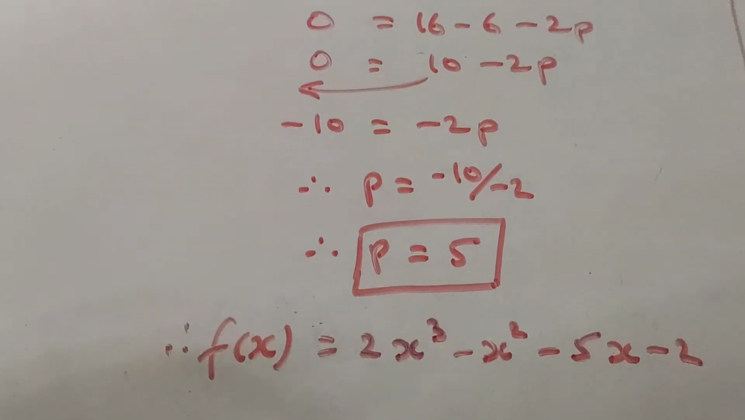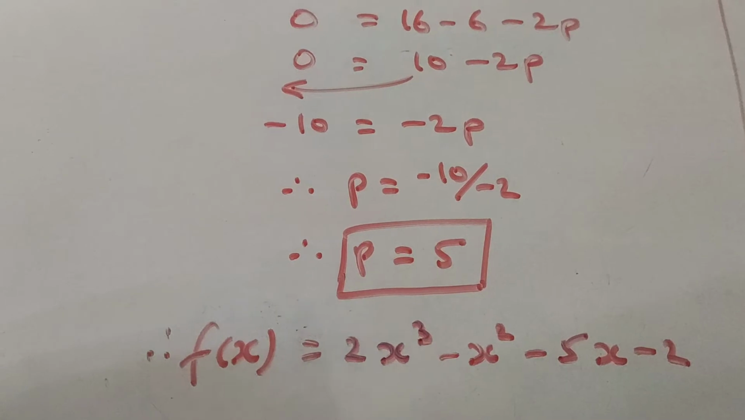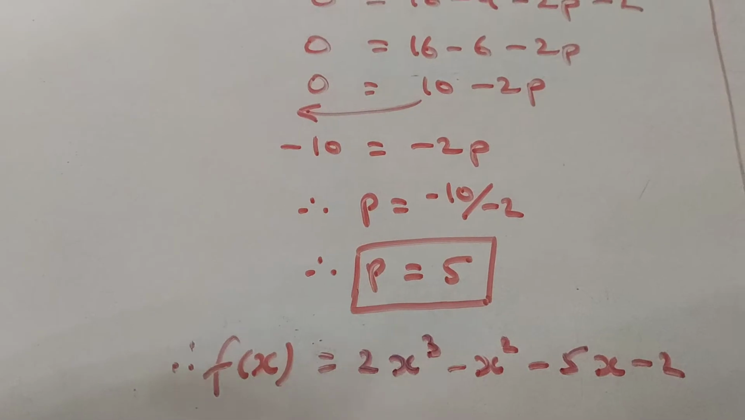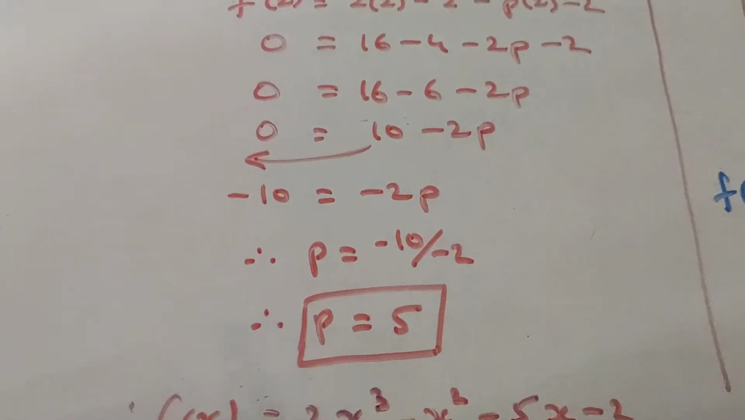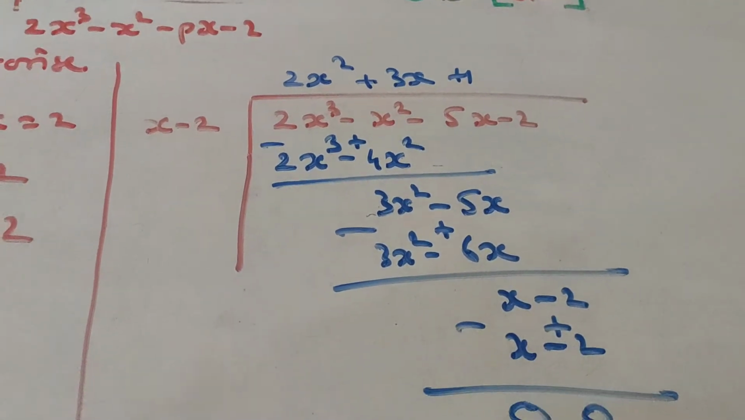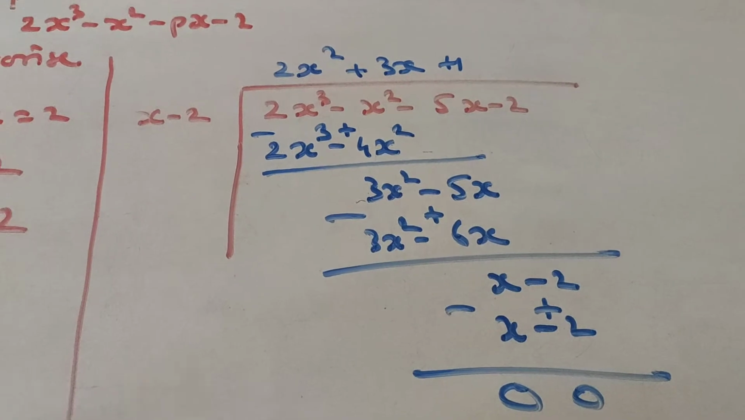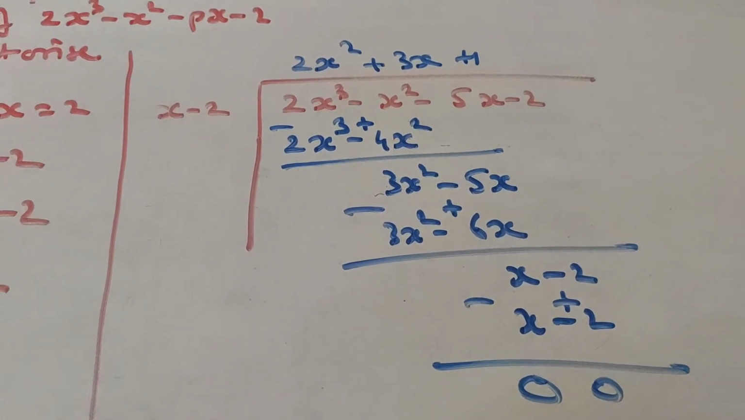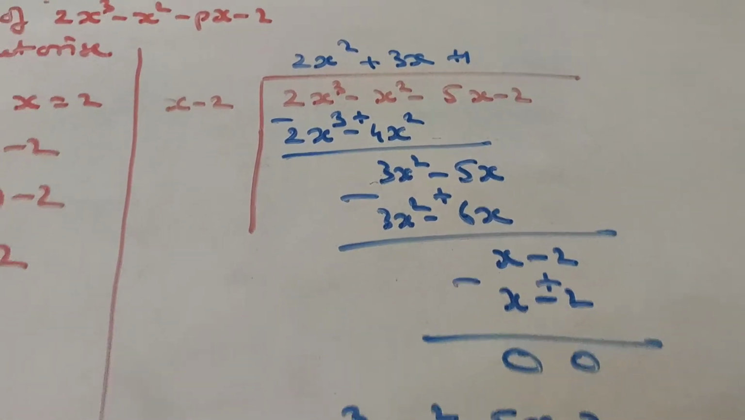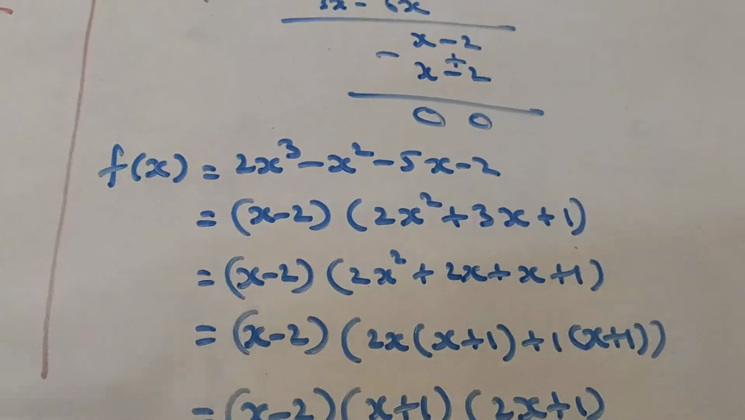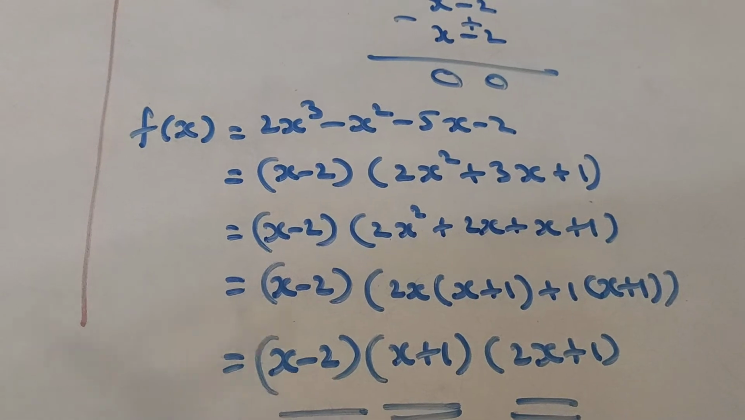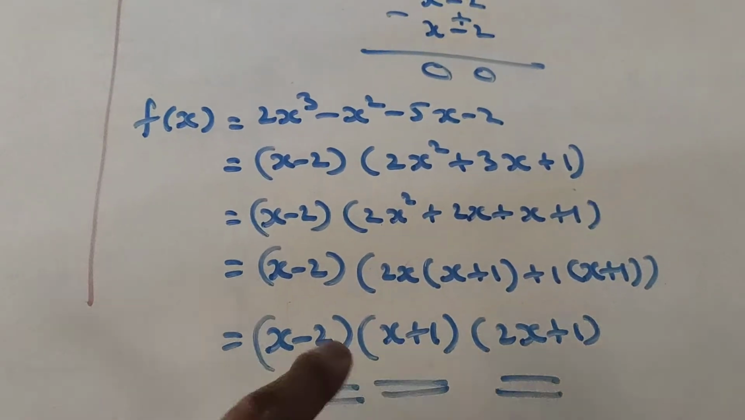Placing it back in the polynomial, we are getting f(x) is equal to 2x cube minus x square minus 5x minus 2. But here our sum doesn't stop, it goes further because it is asking us to factorize. So here we divide by x minus 2, the same method, and then we factorize. Dividing 2x cube minus x square minus 5x minus 2 by x minus 2, we get 2x square plus 3x plus 1, and factorizing it, we get x minus 2, x plus 1 and 2x plus 1. I hope you understood. This is our final answer.